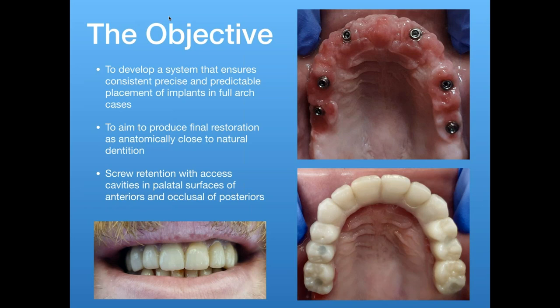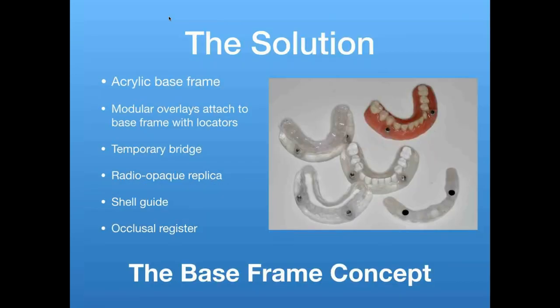And with the main aim as well to have the prosthesis screw retained with access cavities in palatal surfaces of the anterior teeth and the occlusal surfaces of the posterior teeth. So that was the objective. The solution that they came up with was to develop an acrylic base frame that is fitted into the buccal sulcus and a number of modular overlays, which are attached to this base frame using locators.